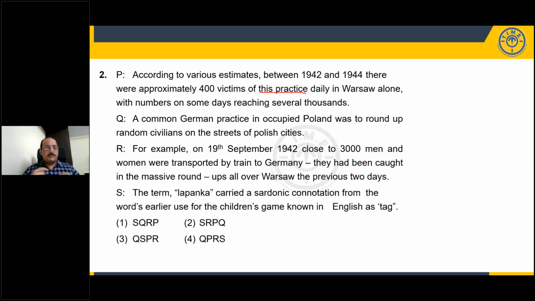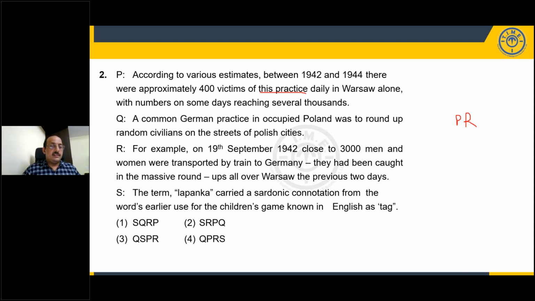So they've been caught up in the massive roundups. Okay. So can I say to a certain extent, P and R will come together? Because P says that between 42 and 44, there were 400 victims of this practice daily, and R gives you an example on that particular day.